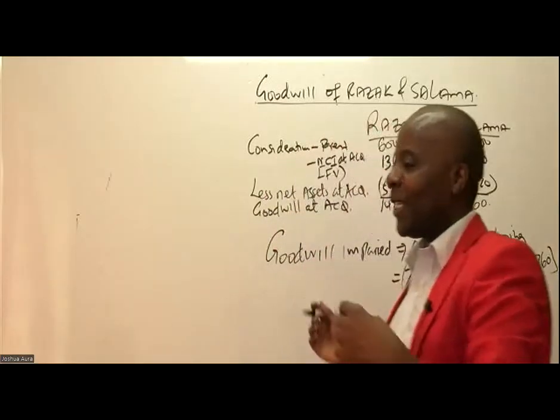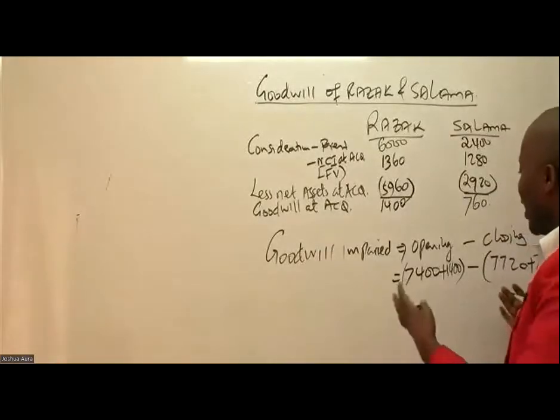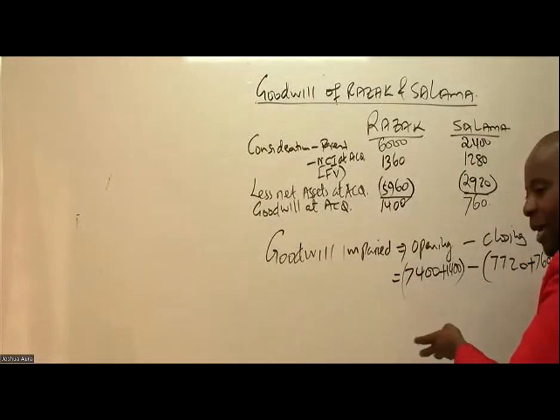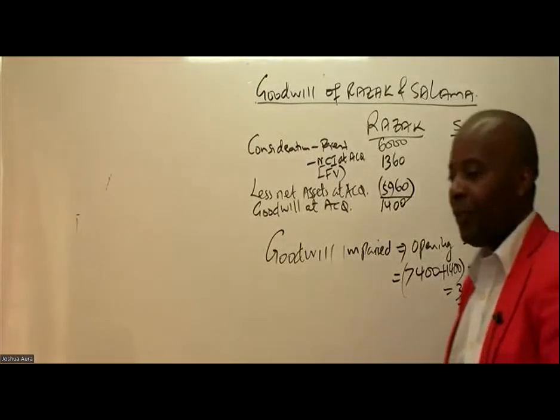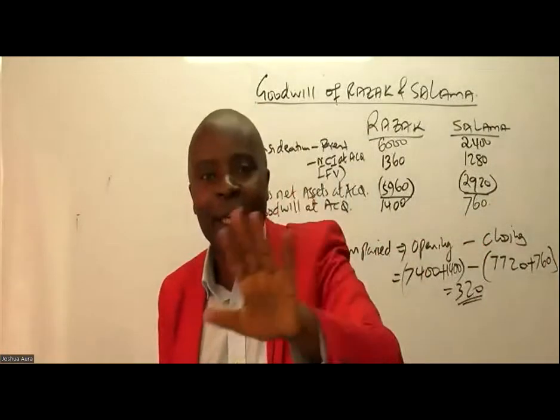I know this will make sense when I do another question, but could you kindly give me the goodwill which was impaired? So goodwill impaired is 320. Now that is the only working that I will do.